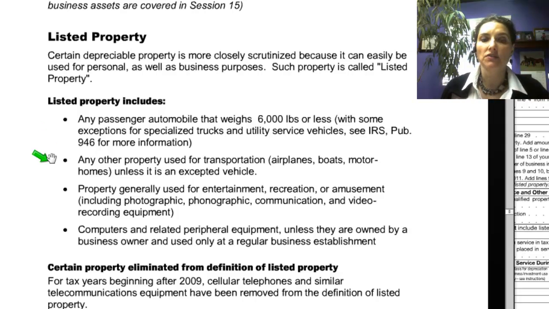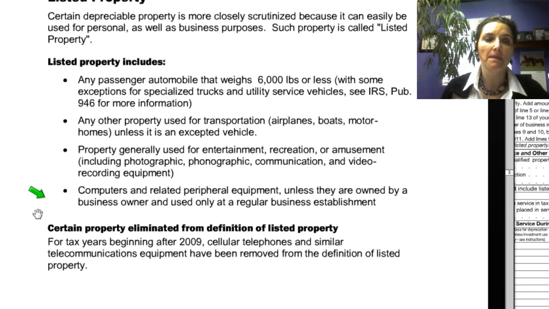Any other property used for transportation, such as airplanes, boats, motorhomes, unless it is an excepted vehicle. Property generally used for entertainment, recreation, or amusement, including photographic, phonographic, communication, and video recording equipment. And computers and related peripheral equipment, unless they are owned by a business owner and used only at a regular business establishment. Certain property eliminated from the definition of listed property.